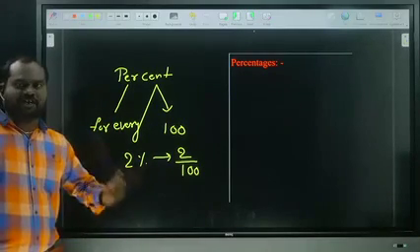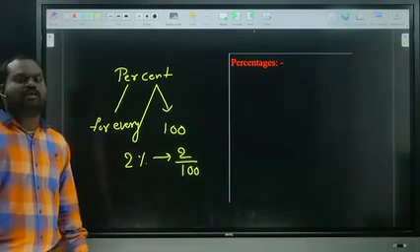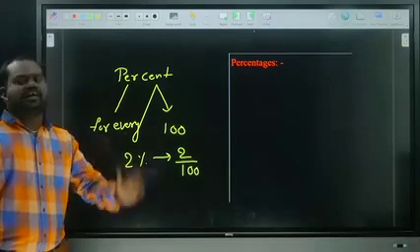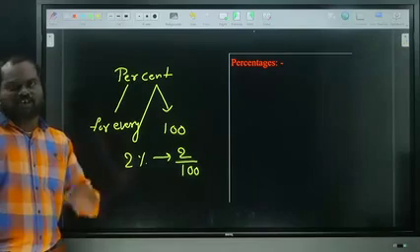3% is nothing but 3 by 100. If x percentage is there, what can we write? x percent means x by 100. This is the first basic and fundamental important thing.